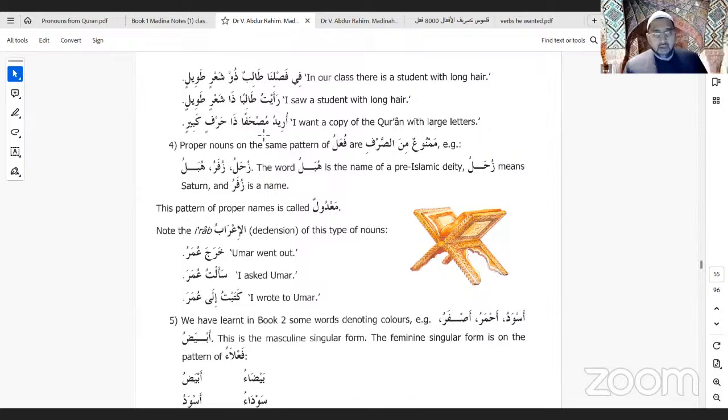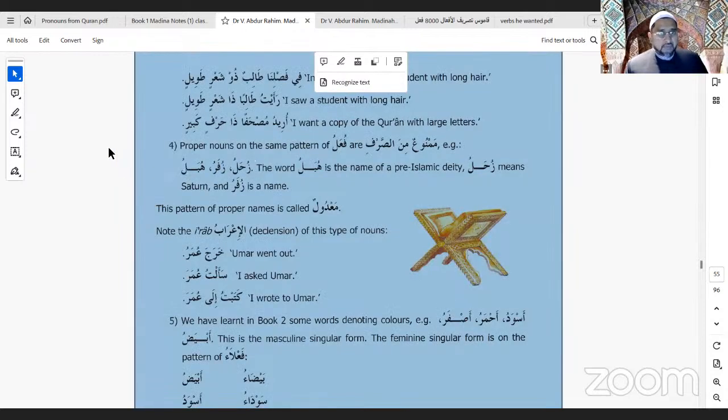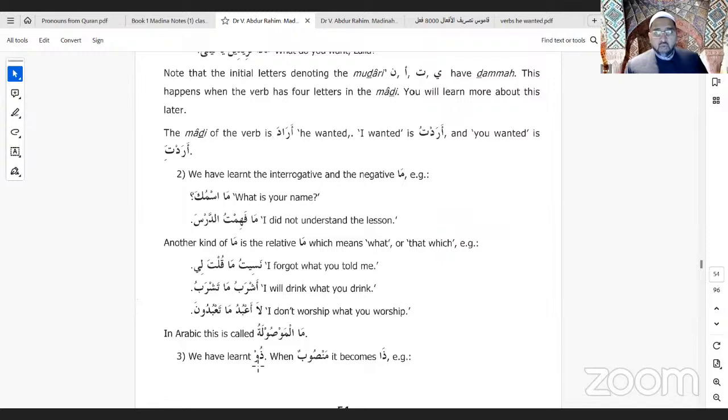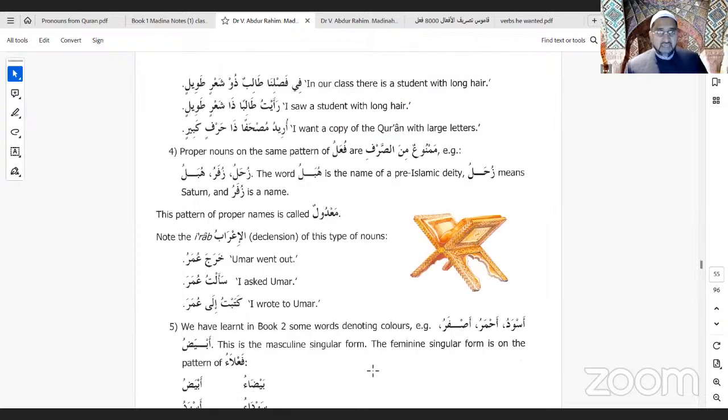Number 4, proper nouns. Let me just explain this now. The point number 3 is the following. When we have learned dhu, we have done dhu malin, dhu sha'rin, and so forth. Dhu comes in the meaning of possession, of ownership. Whenever it comes with a waw, it's in the state of raf, and it's called dhu malin. But when it comes as an object, then it becomes dha. The dhu changes to dha in the state of an object for a verb. Let me give you an example now: في فصلنا طالب ذو شعر طويل.